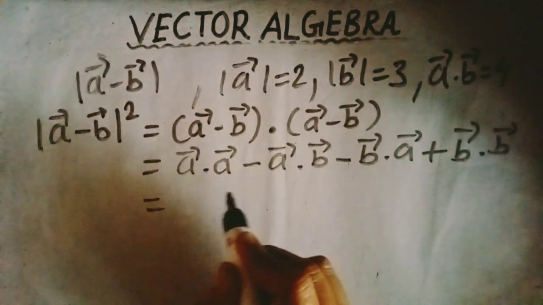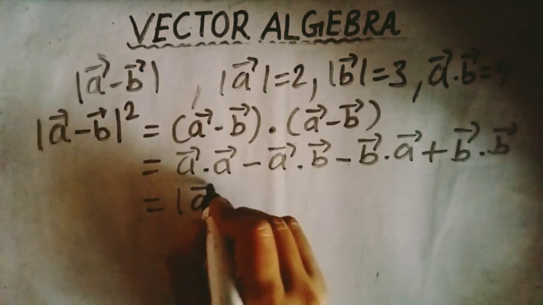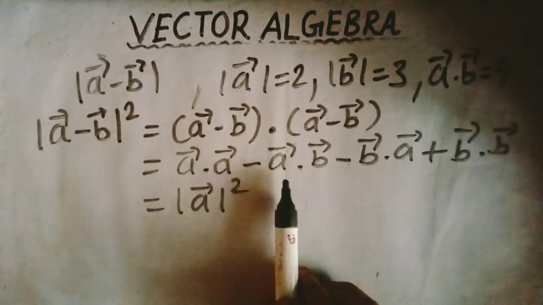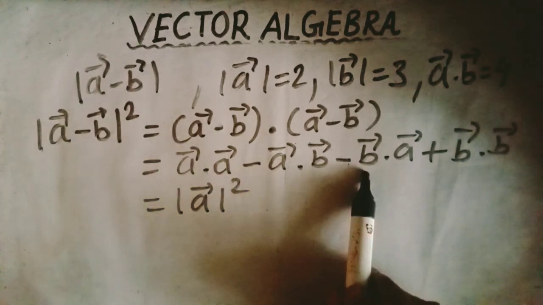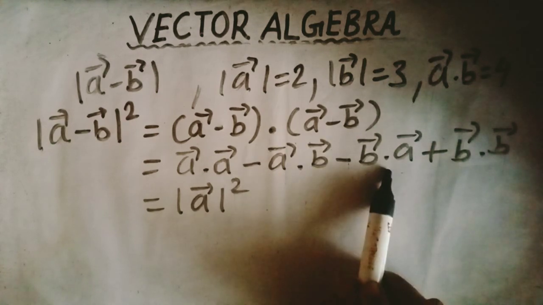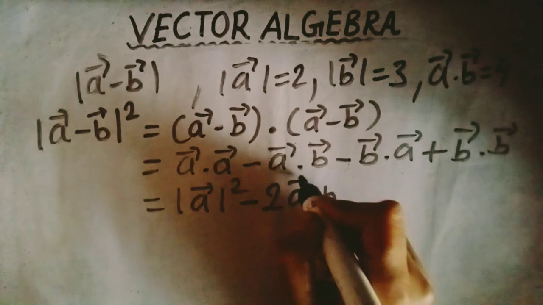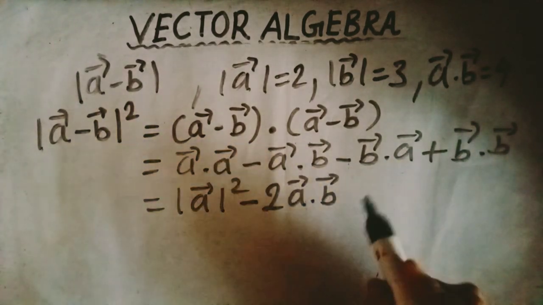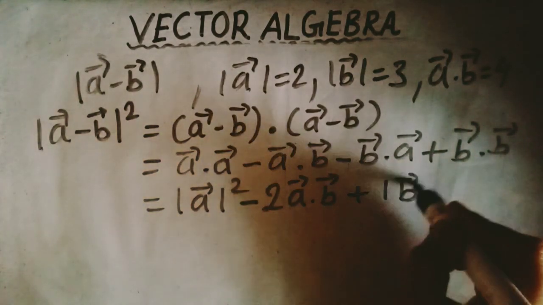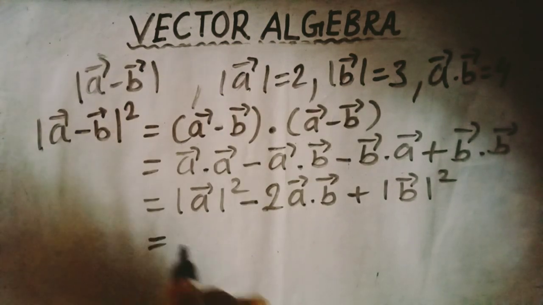Okay, A dot A is mod of A square. Now we know that A dot B is same as B dot A, right? Because dot product is commutative. So we can write here 2 times A dot B, and this will be mod of B square.